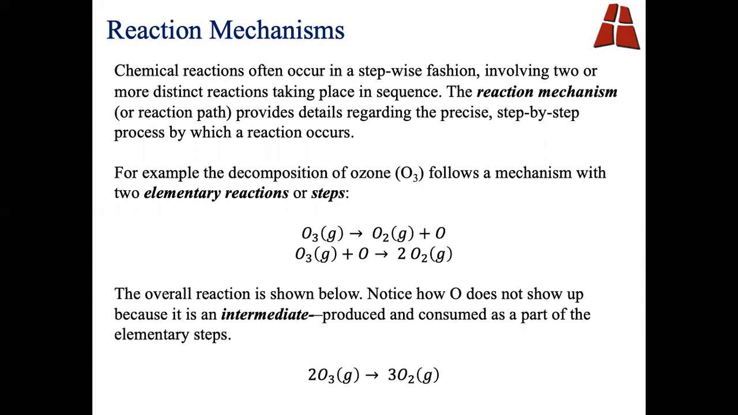We also form an intermediate. Anything that shows up as a product in a first step and then is consumed as a reactant in a second or even later step makes it an intermediate. It is not something that we write as either a reactant or a product. As the name would imply, it is an intermediate. So the overall reaction is 2O3 yields 3O2, okay?